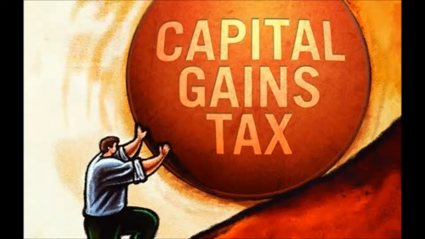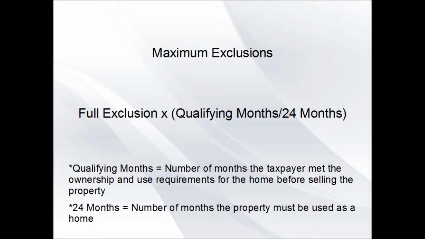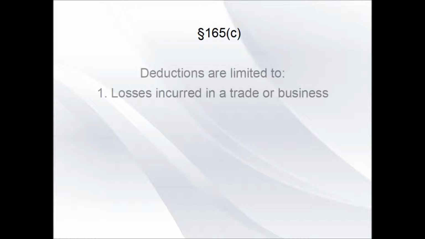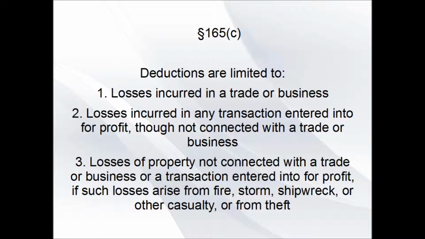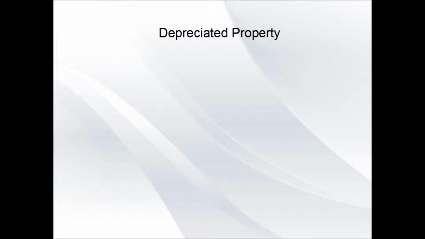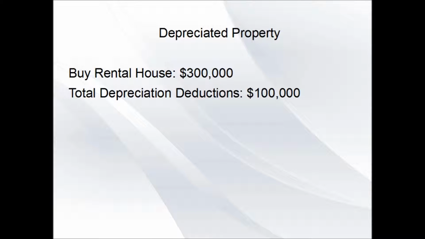If a hardship were the cause of your reason to sell, to calculate the maximum exclusion you would take the full exclusion. If you lose money on the sale, the tax laws don't help you. According to section 165C, if you lose money on the sale, there are no tax laws that will help you, and therefore there will be no tax benefit for your loss. If you have depreciated the property, you might pay a different rate. For example, if you buy a rental house at $300,000, take depreciation deductions of $100,000 over the years, and then sell it for $320,000.